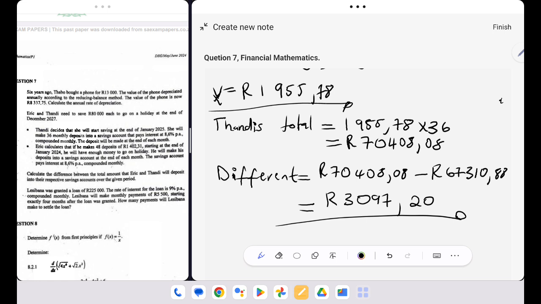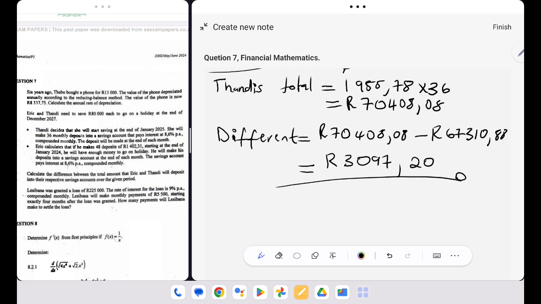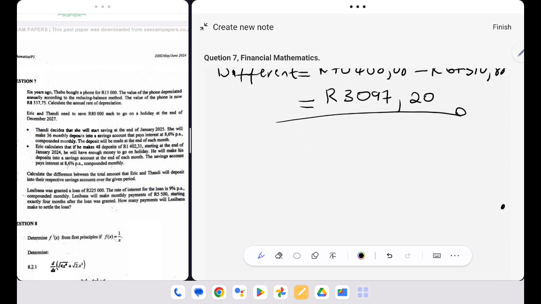What kind of a maths teacher is this? Doesn't know how to read numbers. Okay, let's go.